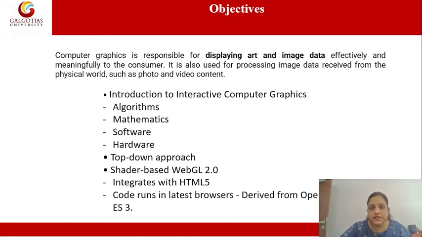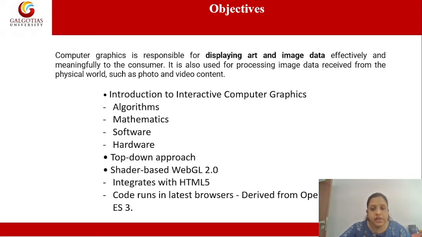Computer graphics is responsible for displaying art and image data effectively and meaningfully to the consumer. Basically, it comprises all the images, graphics data, development of lines and figures, graphics, images, multimedia, and all. It is also used for processing image data received from the physical world, such as photo and video content.